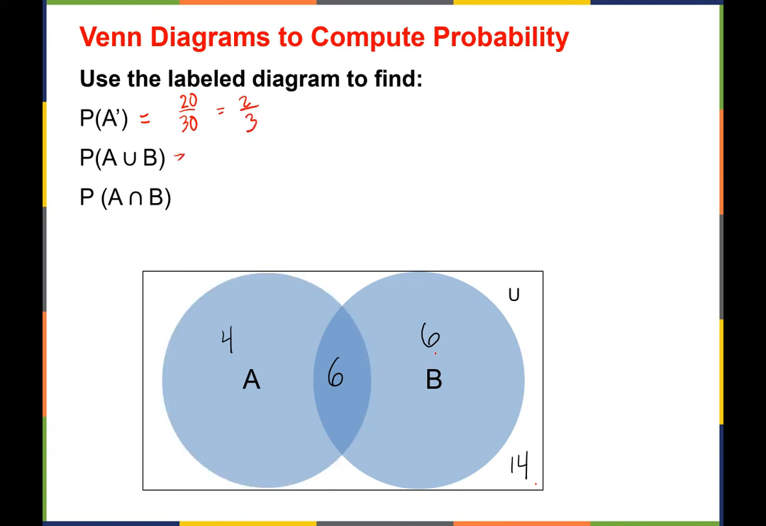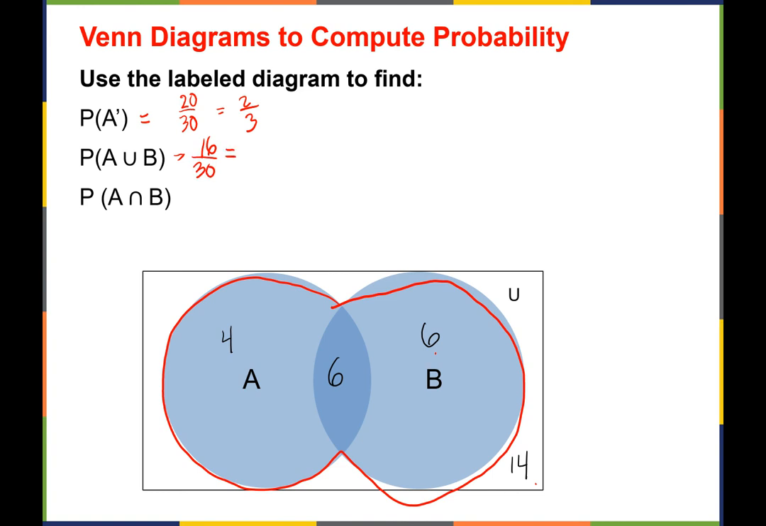What about the probability of A union B? Remember, A union B is all of A and, well, that kind of swooped down a little bit farther, all of B. So there's 4 plus 6 plus 6, which is 16 things out of 30 in A union B. Let's see, I think that might be 8/15.